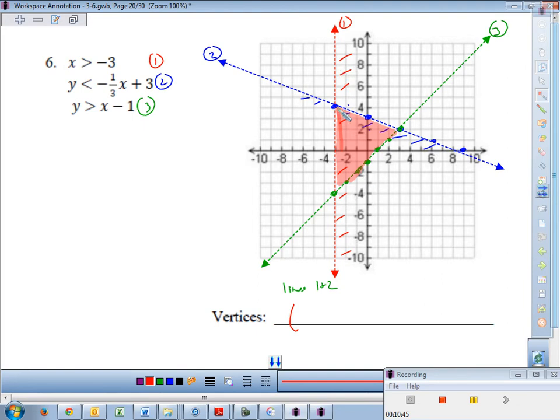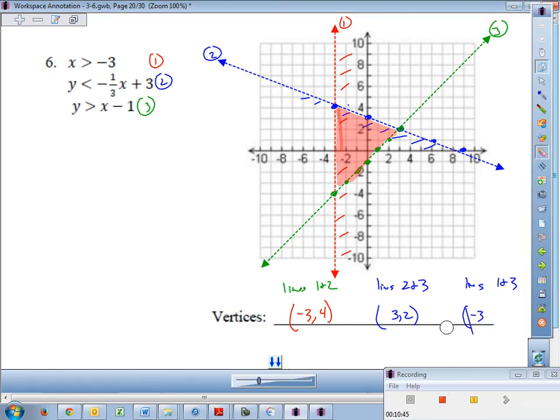So 1 and 2 intersected right here at -3, 4. Lines 2 and 3 is what I'll do next. 2 and 3 are right here. 3, 2, is that right? 3, 2. It's hard for me to read my graphs, it's all messy. And finally, lines 1 and 3 intersect at -3, -4. Let's erase that.